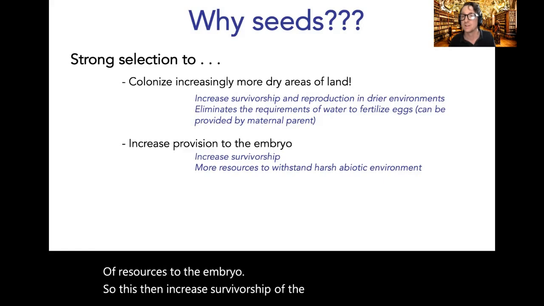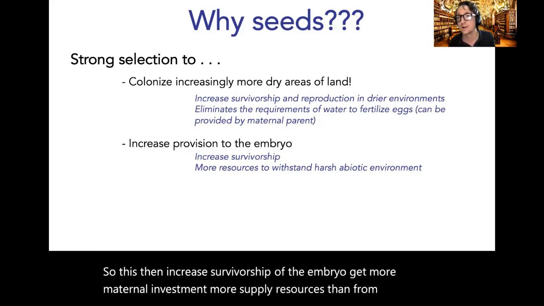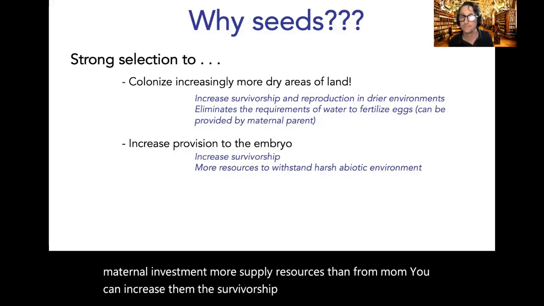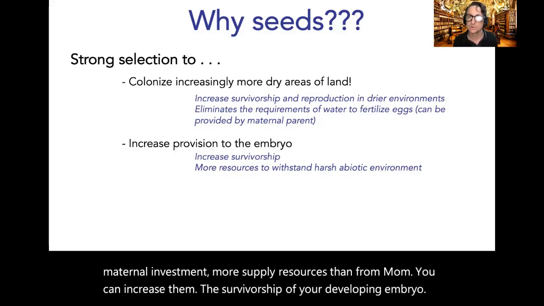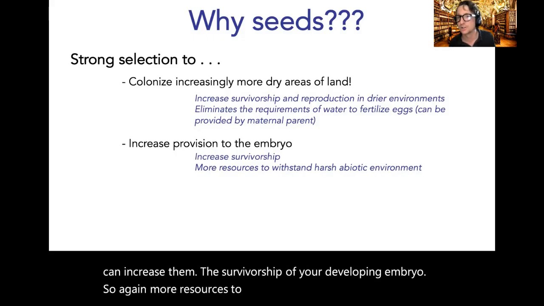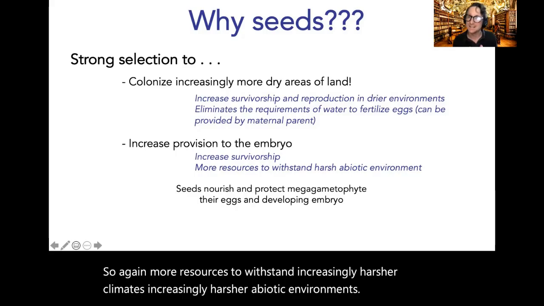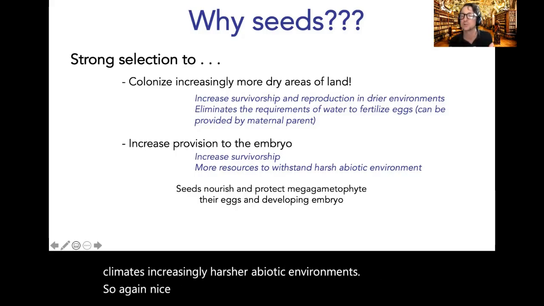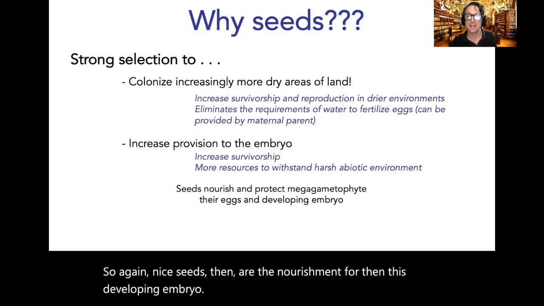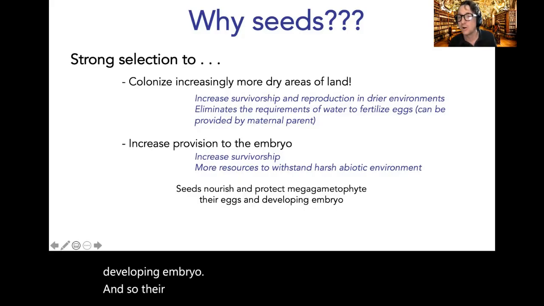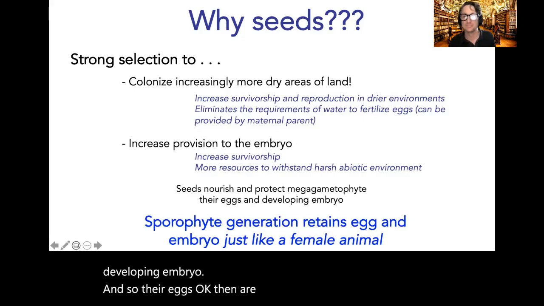Get more maternal investment, more supply of resources from mom, you can increase the survivorship of your developing embryo. So again, more resources to withstand increasingly harsher climates, increasingly harsher abiotic environments. So again, seeds are the nourishment for this developing embryo. And so their eggs, okay, also have increased survivorship.